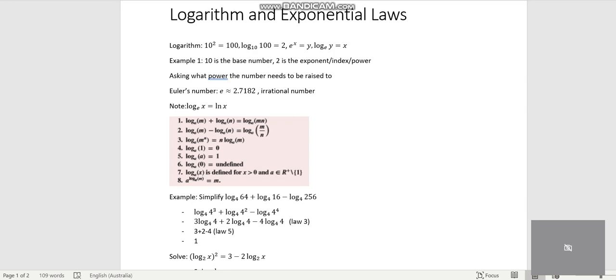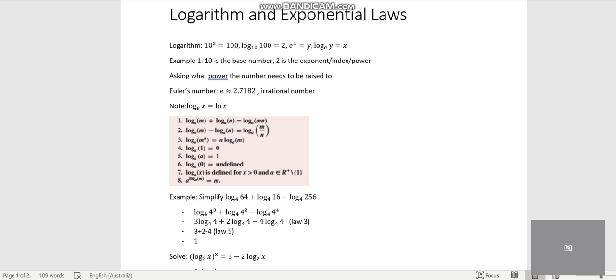Log a of 1 equals 0. That makes sense because pretty much every number raised to the power 0 is 1, except 0, which is a different story altogether. And log a of a is 1, because what power must a be raised to get a? That's 1 already. So that makes sense. Log a of 0 is undefined because you can't raise a number to any power to get 0.